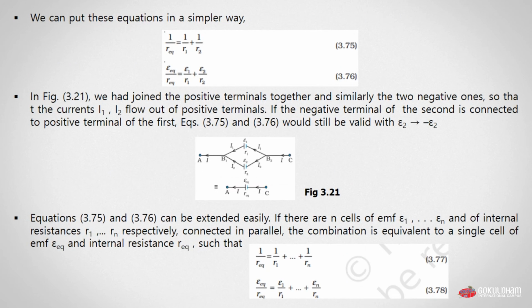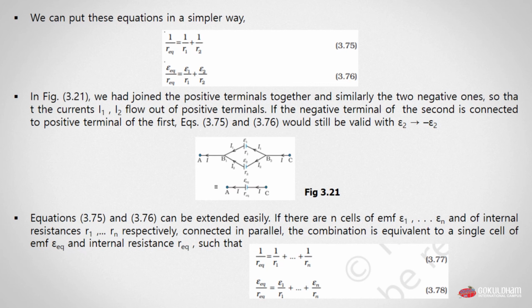We can put these equations in a simpler way. 1 by REQ is equal to 1 by R1 plus 1 by R2, which is our equation 3.75, and EEQ divided by REQ is equal to E1 divided by R1 plus E2 divided by R2, which is our equation 3.76. In these equations we have represented our results in a simpler way.